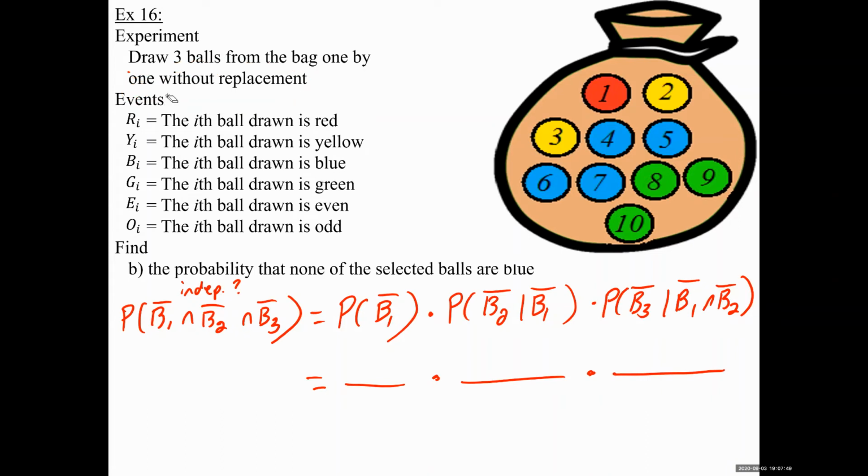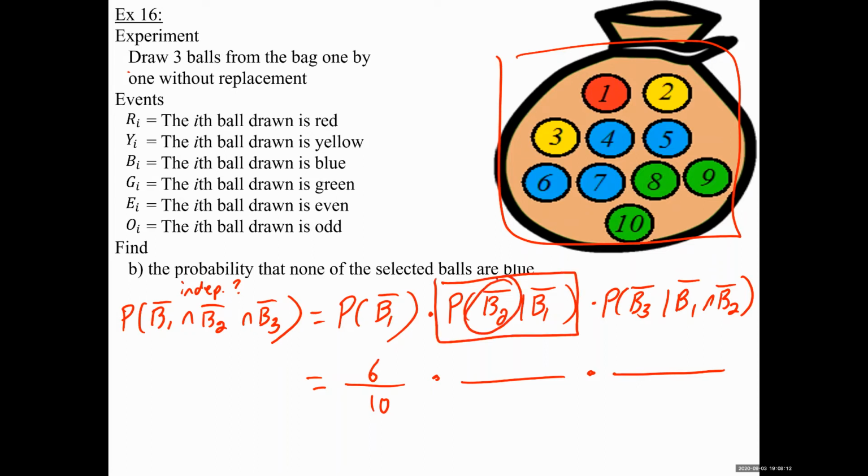All right. This is about the first draw. When I draw the first time, I'm drawing from the complete bag. What's the probability I get a ball that is not blue? The bottom is 10. And the top, you have to count the ones that are not blue. How many are not blue? 6.